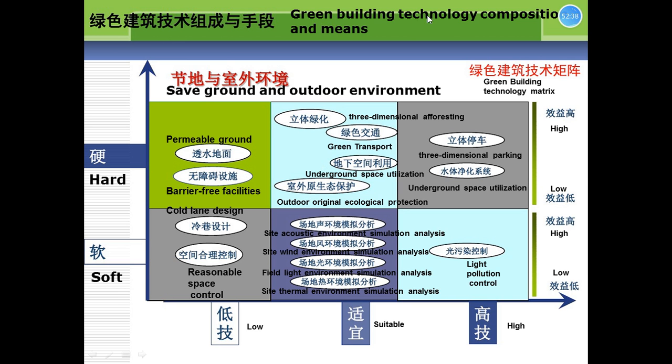Green building technology composition and means. Safe ground and outdoor environment. For example, permeable ground. Barrier-free facilities. Cul-de-sac lane design. Reasonable space control.